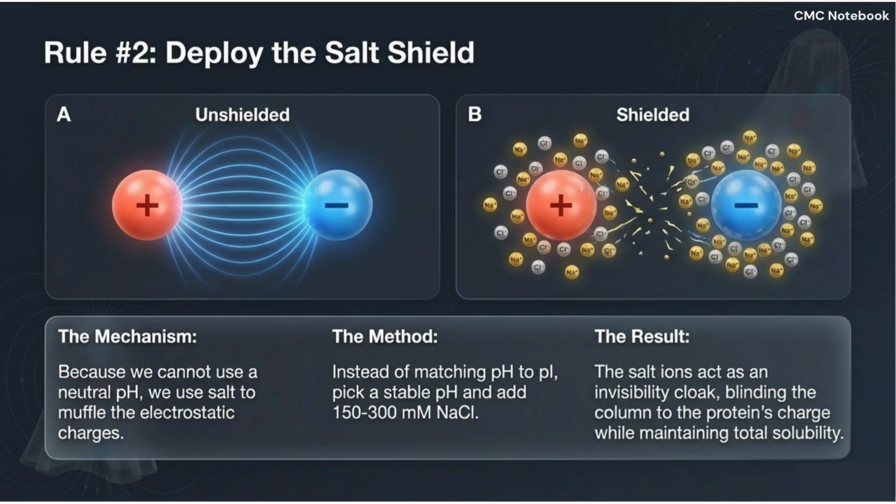To fix the charge issue created by rule number 1, we use rule number 2: deploy the salt shield. Since we can't use a neutral pH, we add 150 to 300 millimolar sodium chloride to muffle those electrostatic charges. These salt ions act as an invisibility cloak, blinding the column to the protein's charge while keeping it soluble.